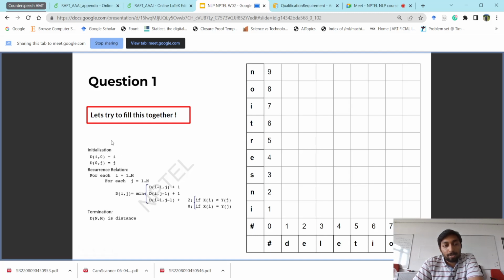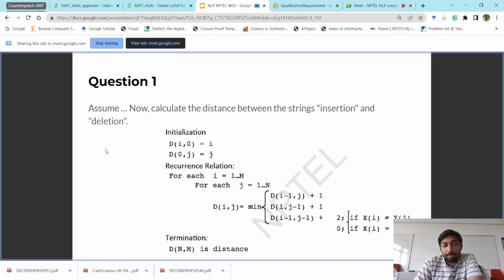Now let us move to, so this part is clear, like the initialization that we have, this part. So this part is clear for you, right? Why is this happening?